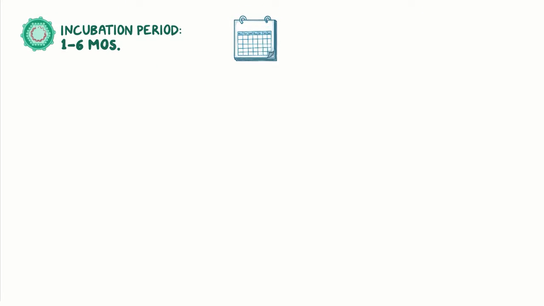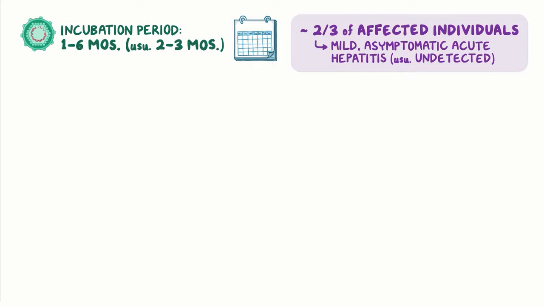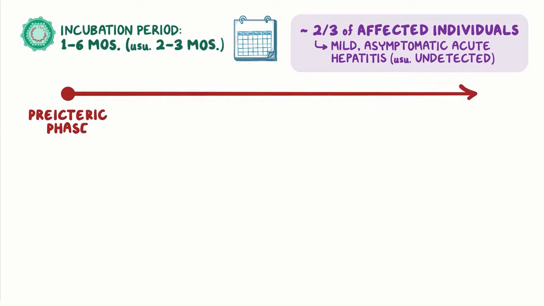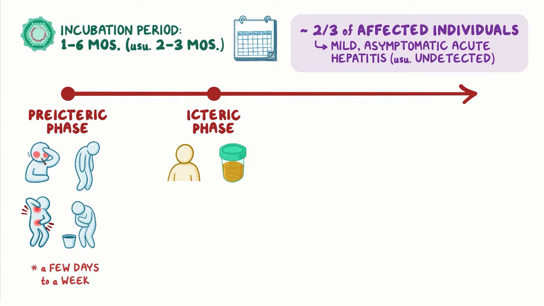Hep B has a long incubation period of 1 to 6 months, usually 2 to 3 months. About 2/3 of affected individuals develop mild, asymptomatic acute hepatitis that's usually undetected. Symptomatic hepatitis usually starts as a pre-icteric phase with fever, fatigue, body aches, and nausea. It lasts a few days to a week and is followed by the icteric phase with jaundice and dark urine. It usually lasts 1 to 2 weeks, after which the recovery phase happens.